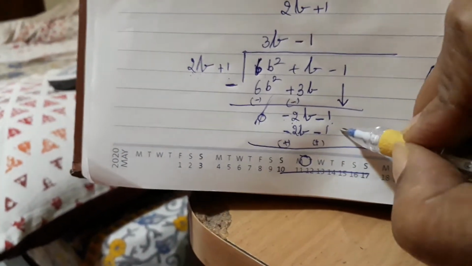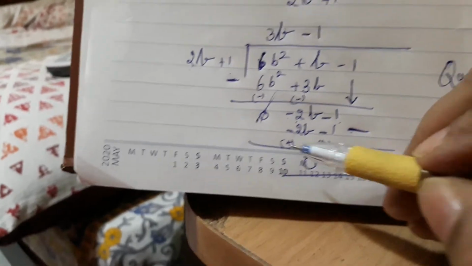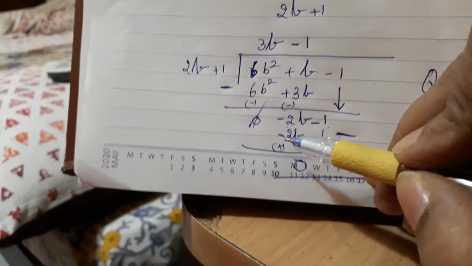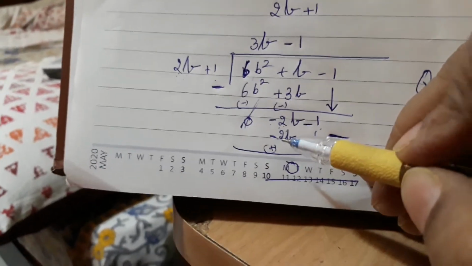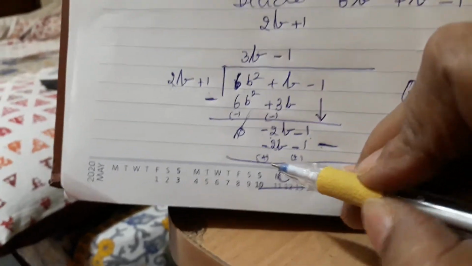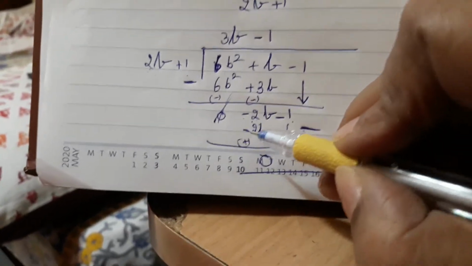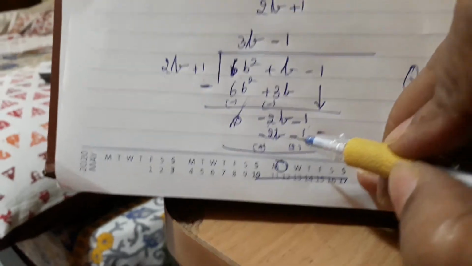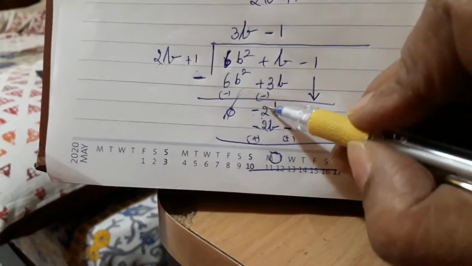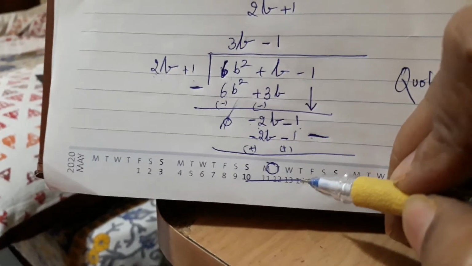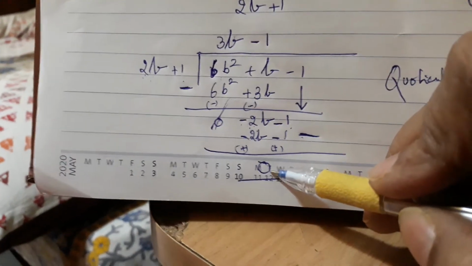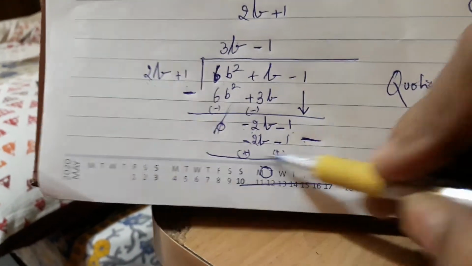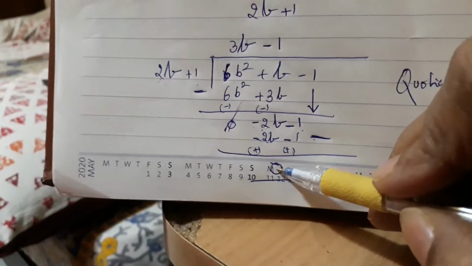Whatever you change the sign of the term, that is minus 2b becomes plus 2b, minus 1 becomes plus 1, and then you have to add. That is how we subtract the polynomials. You know that. So this becomes, when you change the sign and add, it becomes 0.